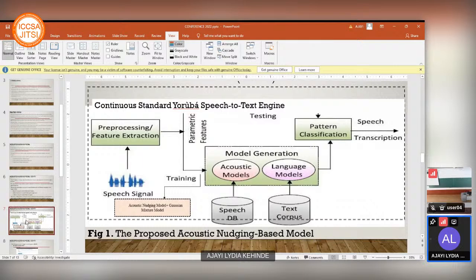As I said before, this study is looking into a continuous standard Yoruba speech-to-text engine. So we have different features embedded to make this a reality. The first one is feature extraction, which has to do with removal of noise from the speech data, followed by other steps. Also, we have the acoustic models, which are used as a statistical representation for our application to be able to recognize any user input. The contributions of this study are the acoustic nudging model and the Gaussian mixture model. As I said before, the acoustic nudging model is going to perform automatic reformulation of speech recognition through tracking, monitoring, and reformulating speech data automatically.